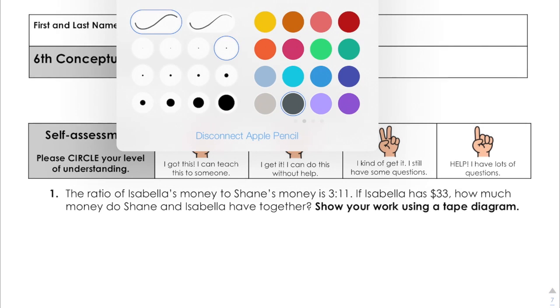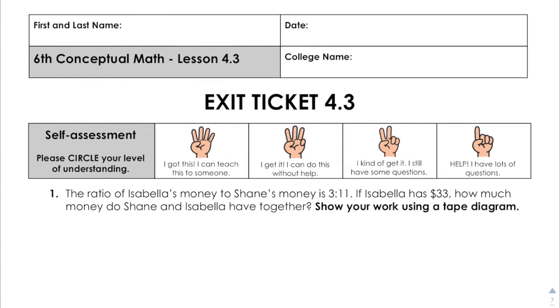First thing I want to do is mark up my text. So it says the ratio of, again, that's always a trigger for me to know that I need to pay attention to the order, what I'm comparing, and the numbers that go with them. So the first thing we're talking about is Isabella's money. So we're going to box Isabella and we're going to box Shane because that's who we're comparing Isabella to. Then the numbers are 3 to 11. The 3 is going to go with Isabella, and the 11 with Shane.